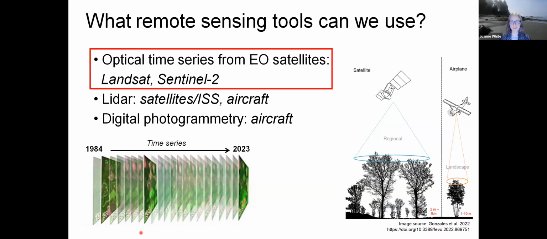So what remote sensing tools can we use for this application if the context is national and large area? The primary data source is optical time series from Earth observation satellites such as Landsat or Sentinel-2. LiDAR is also an option, as is digital photogrammetry for these large areas. And increasingly what we find is it's the synergy between LiDAR, whether that be from spaceborne or airborne platforms, and the optical time series data.